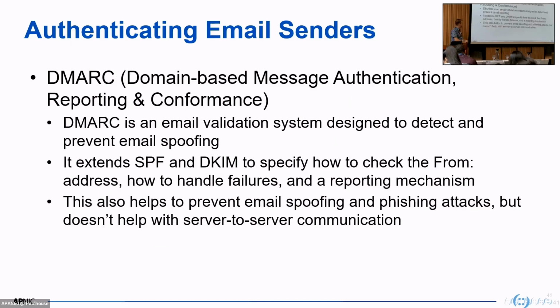The next one is where we sort of put the last two together. So we had DKIM and SPF. Here we have DMARC. DMARC is about reporting and conformance. So DMARC is a validation system to detect when spoofing is going through. It takes SPF and DKIM and extends it further. So SPF and DKIM are meant to stop forged messages from going out. But what if someone does it anyways?